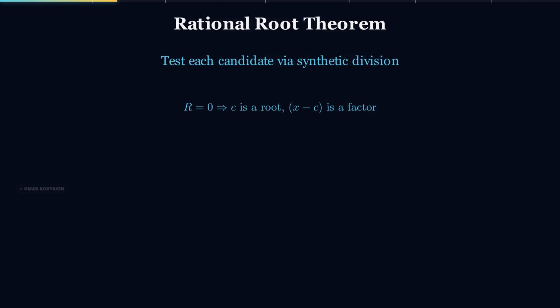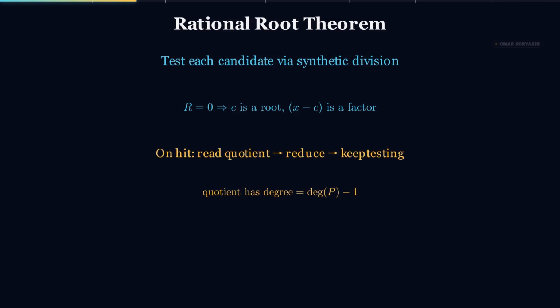Candidate list construction. To build the candidate list, find all positive integer factors of the constant term, call this set the p-values. Find all positive integer factors of the leading coefficient, call this set the q-values. The candidate list contains plus and minus the ratio p over q for every pair, often written as plus or minus p over q for clarity. Reduce duplicates and simplify fractions. The final candidate list is the complete set of possible rational roots. Every rational root of p appears in this list, but not every entry of the list is necessarily a root.